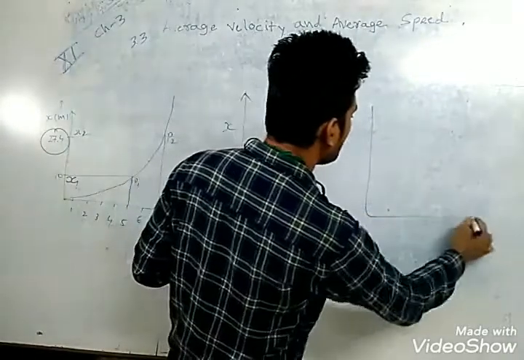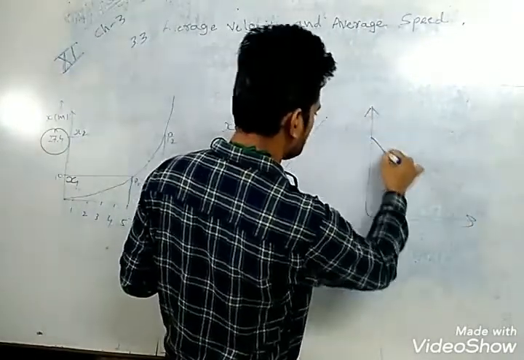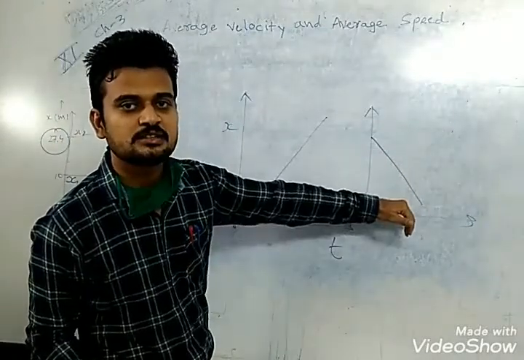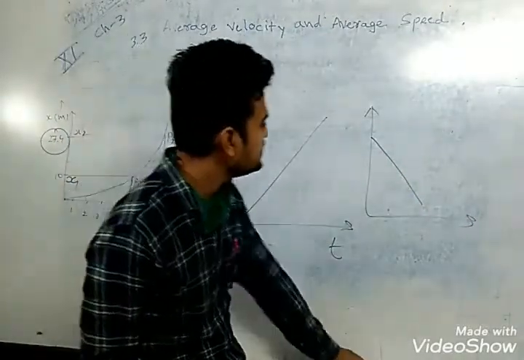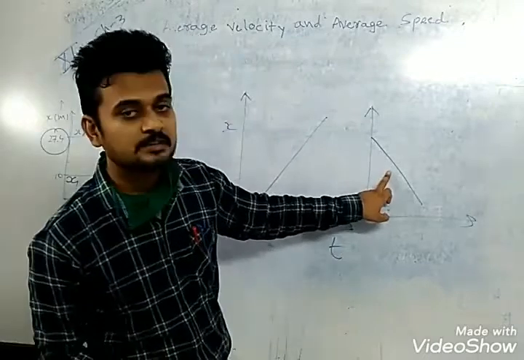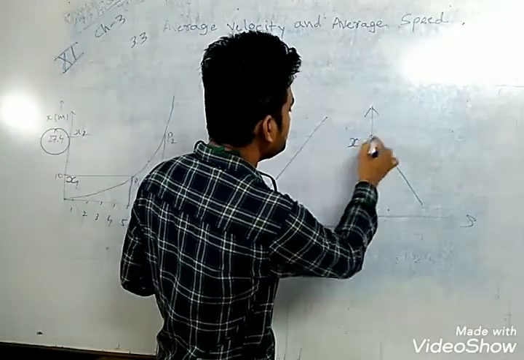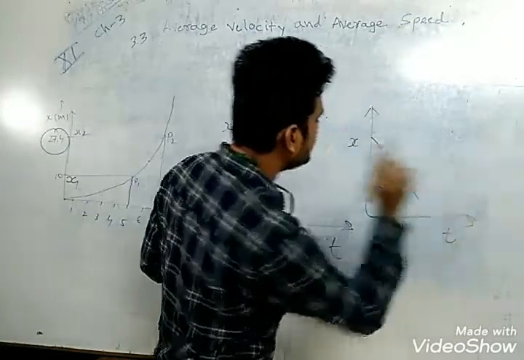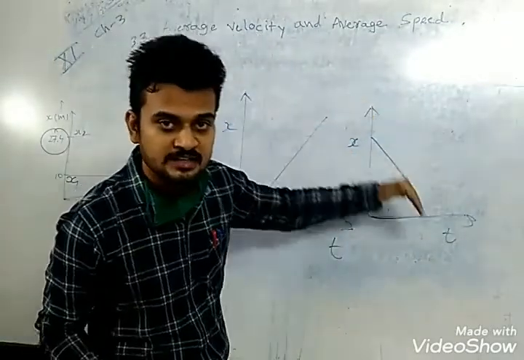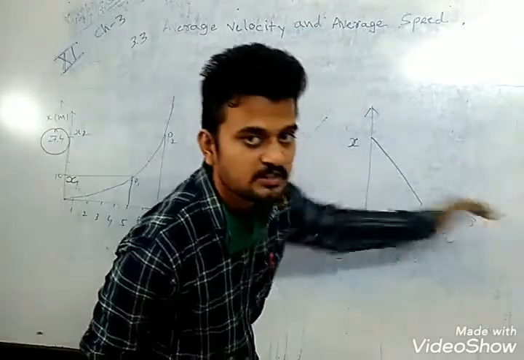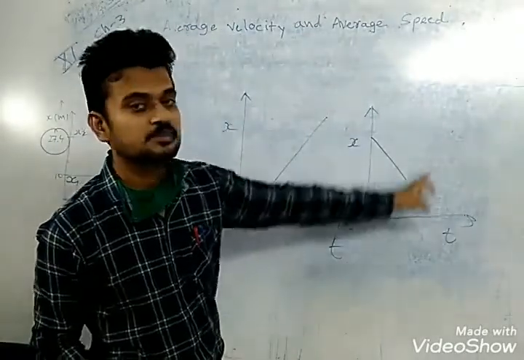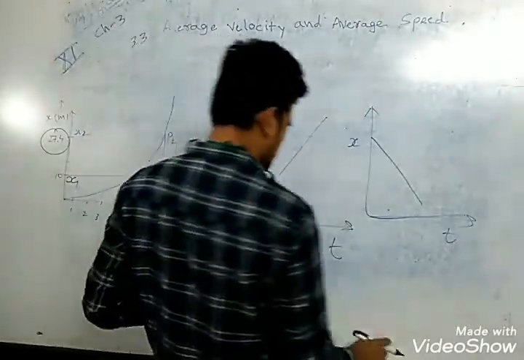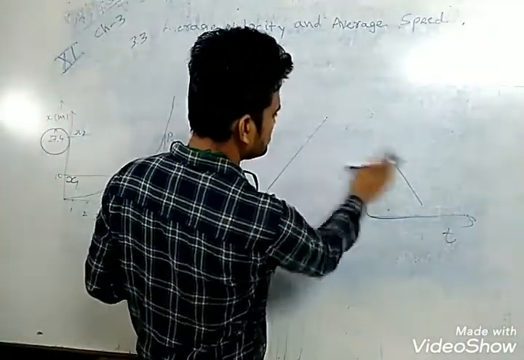In the second graph, we have the negative portion. Here displacement decreases with time, so the average velocity is negative.